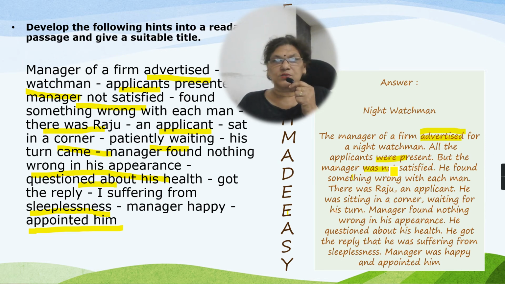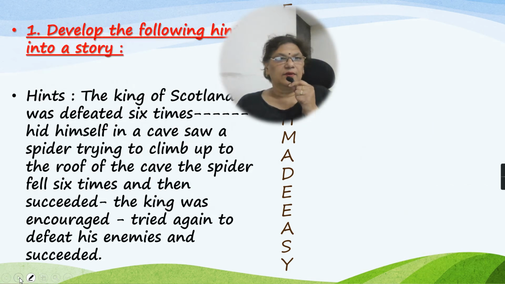But the manager was not satisfied. He found something wrong with each man. There was Raju, an applicant. He was sitting in a corner, waiting for his turn. Manager found nothing wrong in his appearance. He questioned about his health. He got the reply that he was suffering from sleeplessness. Manager was happy and appointed him. See, all the past forms have been used. This you have to take care. Okay. Now going to the next slide.